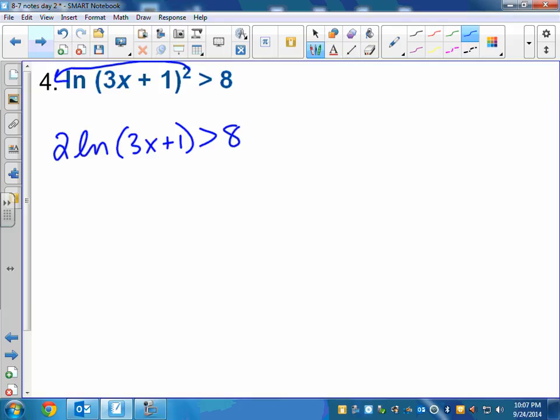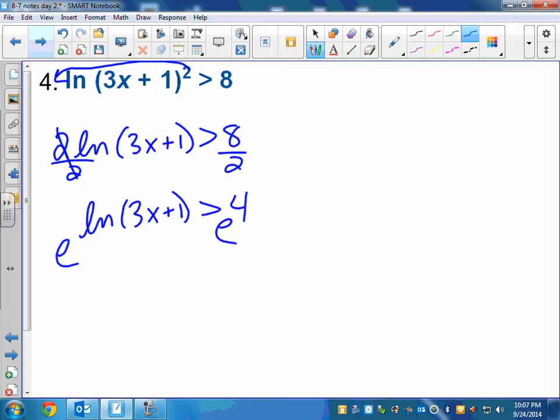And now it kind of looks like the one we just did, where we can divide by 2, and we get ln of 3x plus 1 is greater than 4. And now, just like the last problem, to get rid of ln, I'm going to E both sides to cancel that out and get 3x plus 1 is greater than E to the 4th. And now I just have to get x by itself. So I'm going to subtract 1, divide by 3.